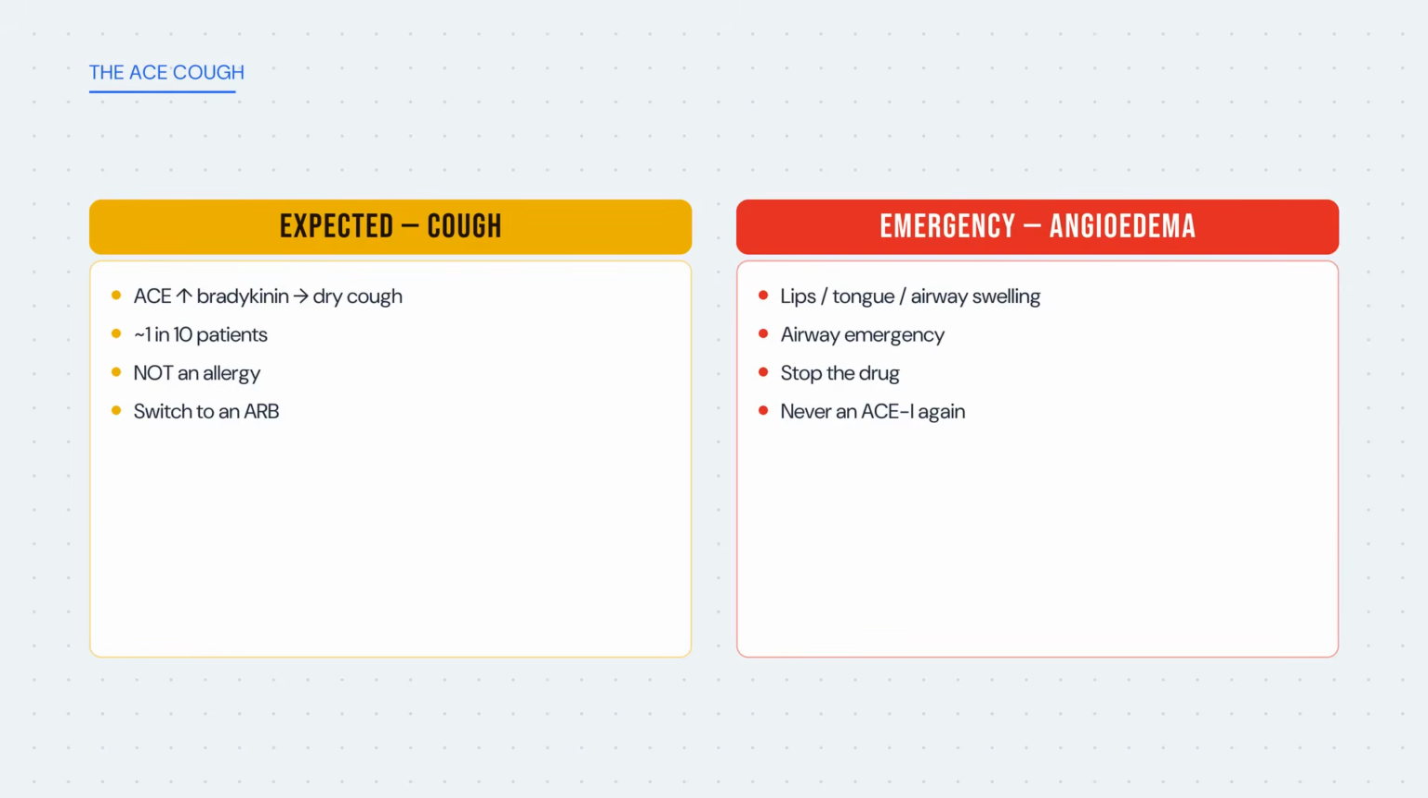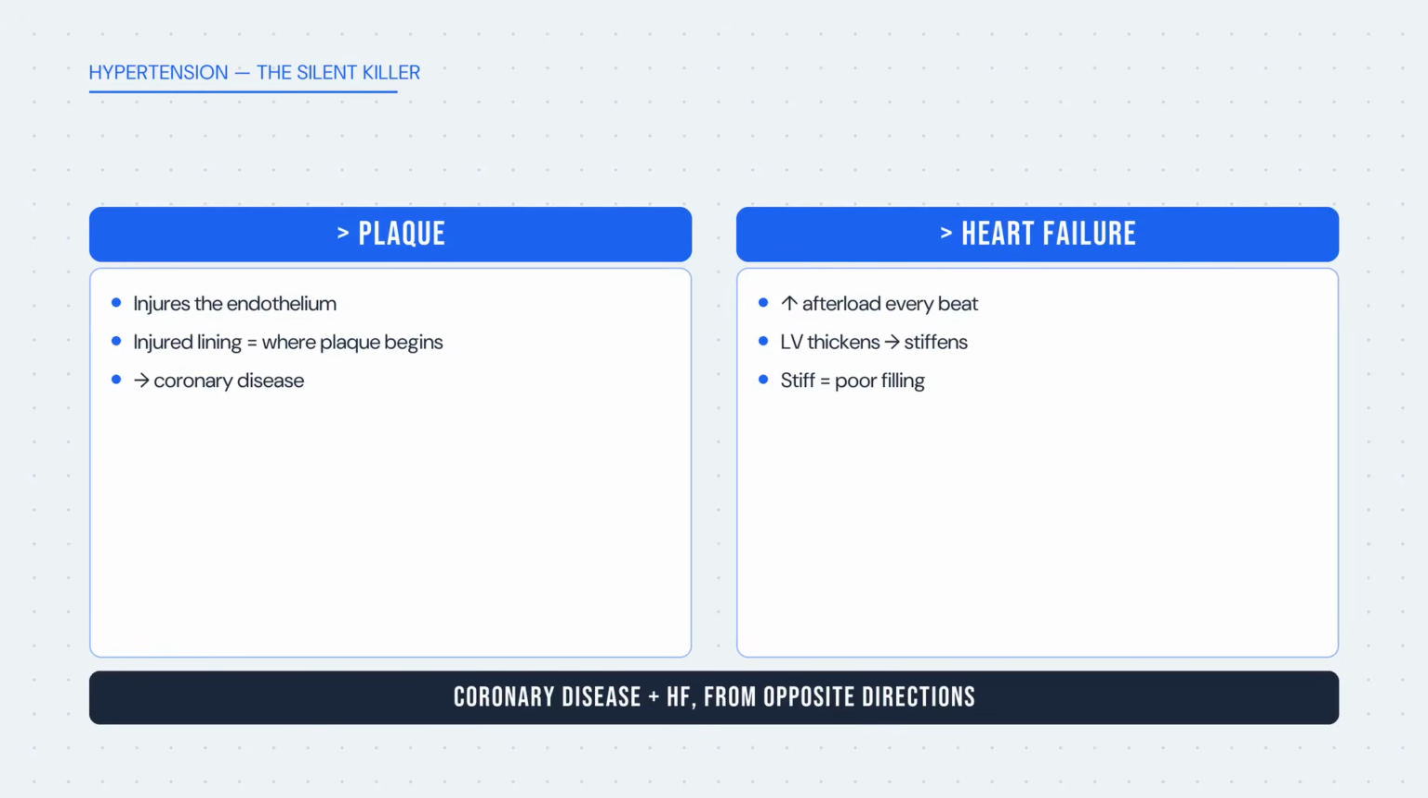One consequence you have to know. ACE also breaks down bradykinin. Block ACE, bradykinin accumulates, and about 1 in 10 patients develops a dry, persistent cough. That cough is not an allergy. It is a predictable class effect, and the move is to switch to an ARB, which does not touch the enzyme. And the one you cannot miss. Angioedema. Swelling of the lips, tongue, or airway is an emergency, and that patient does not get another ACE inhibitor ever again. Which brings us to hypertension itself.